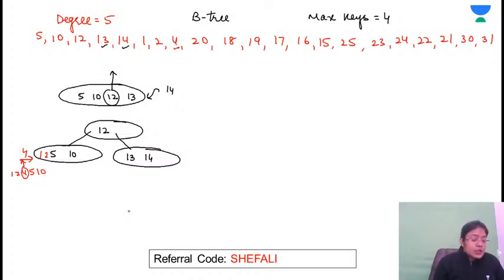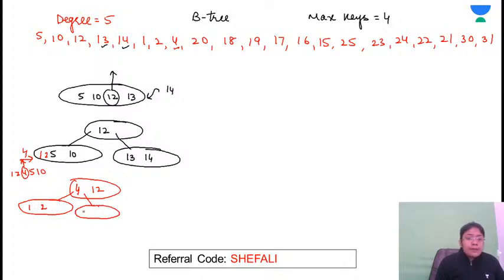If we use redistribution with the node splitting, what will happen? It comes out to be 4, 12. Here we have 1 and 2. Here we have 5 and 10. And in this tree we have 13 and 14. This is with node splitting. I have used node splitting here.